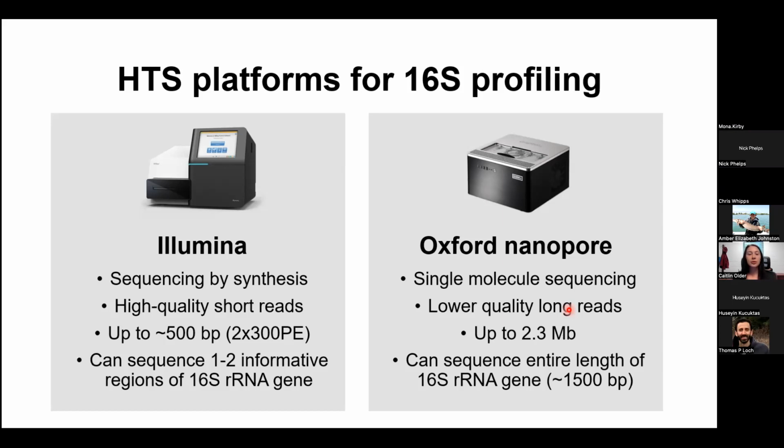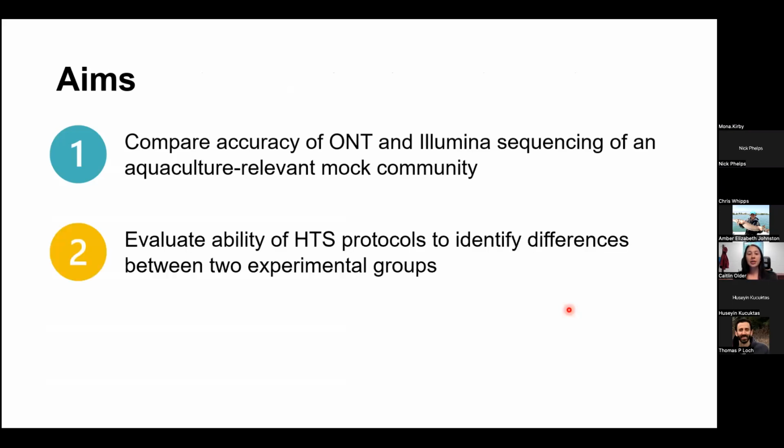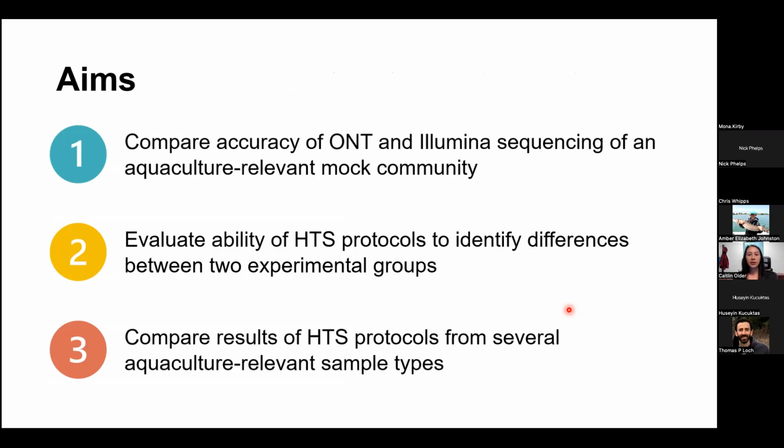research. So to do this, I had 3 aims. The first was to compare the accuracy of nanopore and Illumina sequencing of an aquaculture relevant mock community. Second was to evaluate the ability of these protocols to identify differences between 2 experimental groups. And then finally, to compare the results of these methods from several different aquaculture relevant sample types.